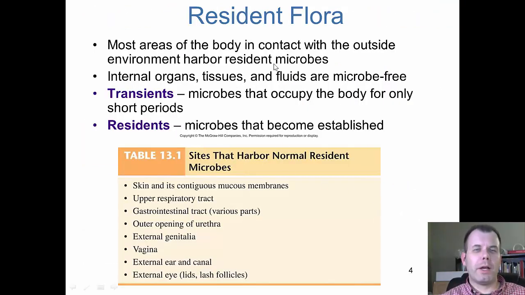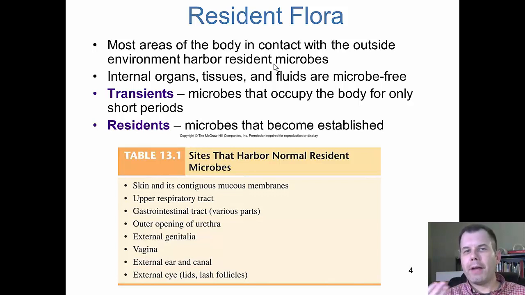So most areas of the body are in contact with the outside world. Think of any opening to the outside world, and it is going to have microbes. We have microbes in the air, water, and soil, and they are going to be on us as well. So anything that's in contact, figure you have microorganisms growing there. Anything inside the body, internal organs, tissues, and fluids, should be microbial free.